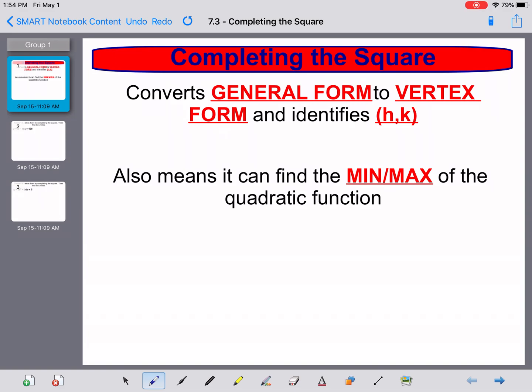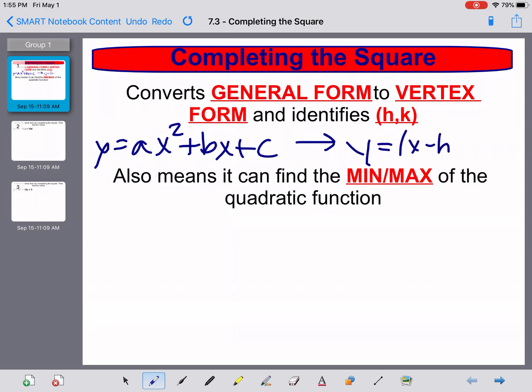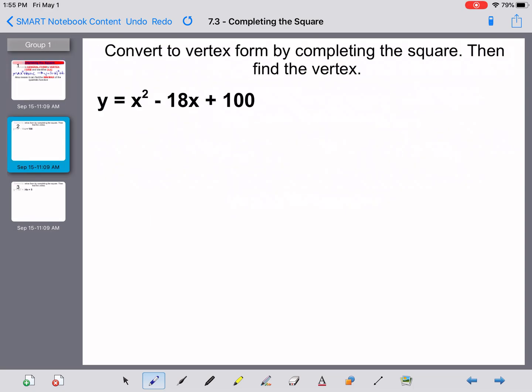So the big thing with completing the square is it helps us get from a general form quadratic function, meaning y equals ax squared plus bx plus c, and convert that into vertex form, where y equals a(x minus h) squared plus k. It helps us identify the vertex, which also means if we know the vertex, we know the min and the max of that parabolic function, which will help us when we start doing application stuff if we get that far. Okay, so let's get into solving some of these.